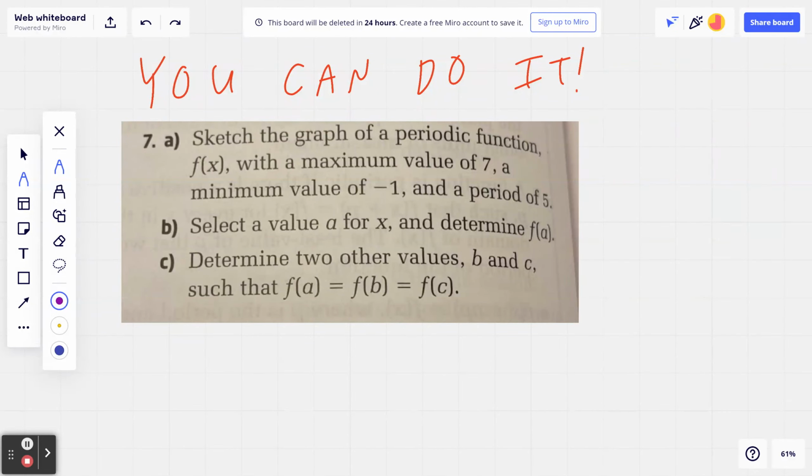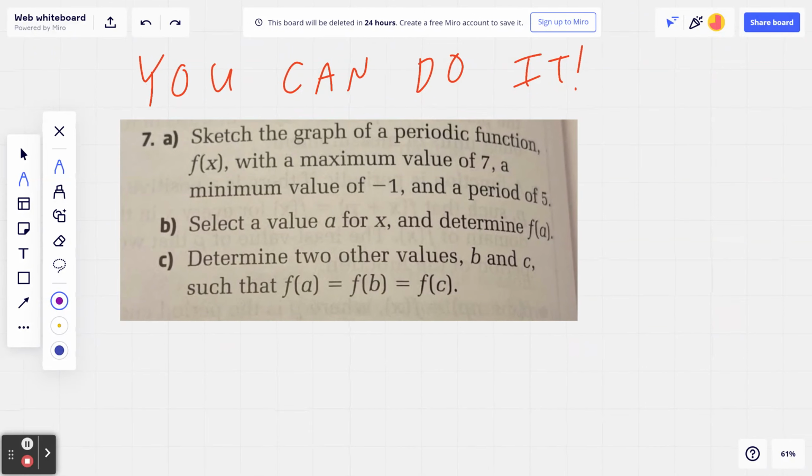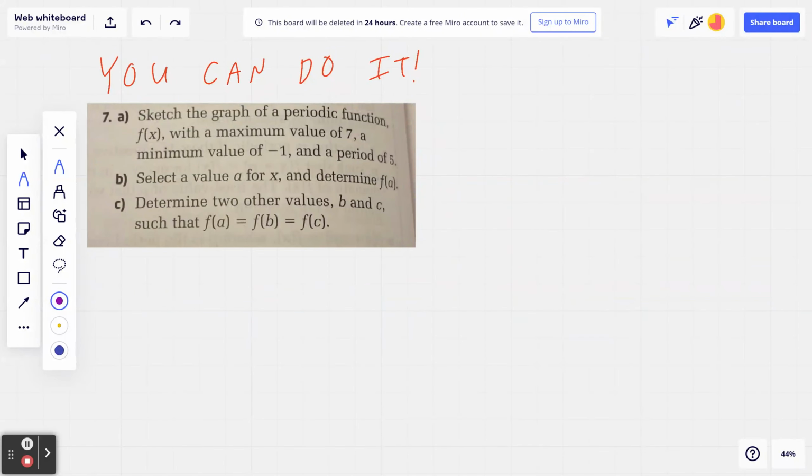Hi, everyone. Let's take a look at number 7. 7a, sketch the graph of a periodic function f of x with a maximum value of 7, a minimum value of -1, and a period of 5. Step number 1, recognize there are many ways of graphing this. In fact, there are infinite many solutions.